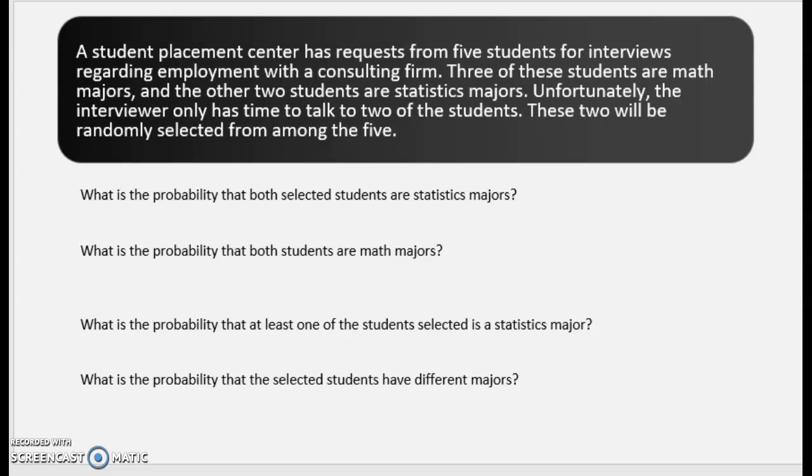A student placement center has requests from 5 students for interviews regarding employment with a consulting firm. 3 of these students are math majors and the other 2 students are statistics majors. Unfortunately, the interviewer only has time to talk to 2 of the students. These 2 will be randomly selected from among the 5. So again, you are not able to choose the same student. They're exclusive events. You're picking 2.